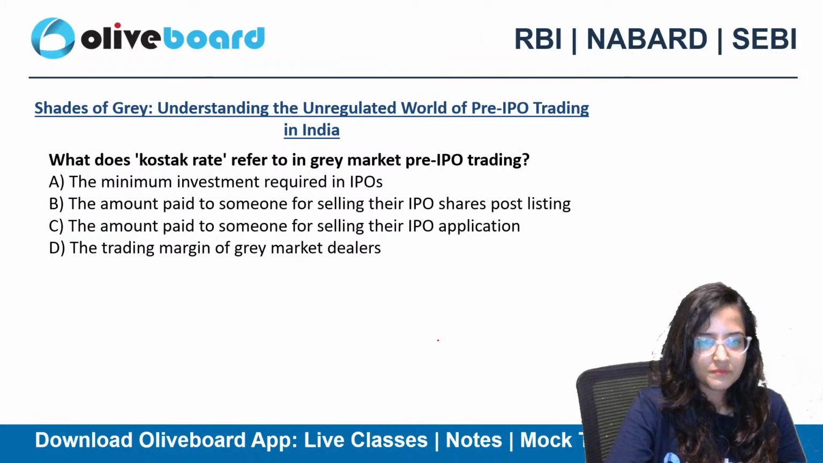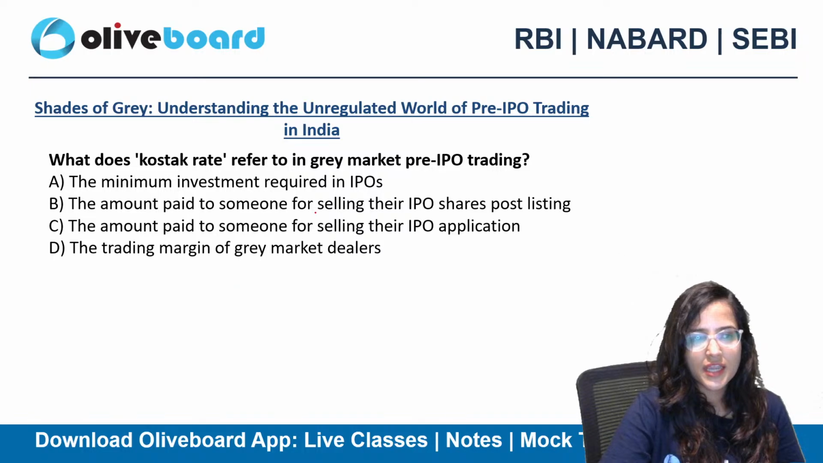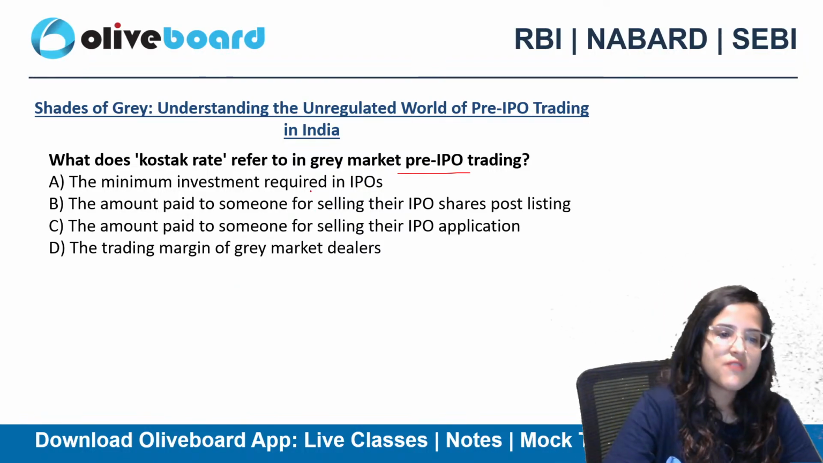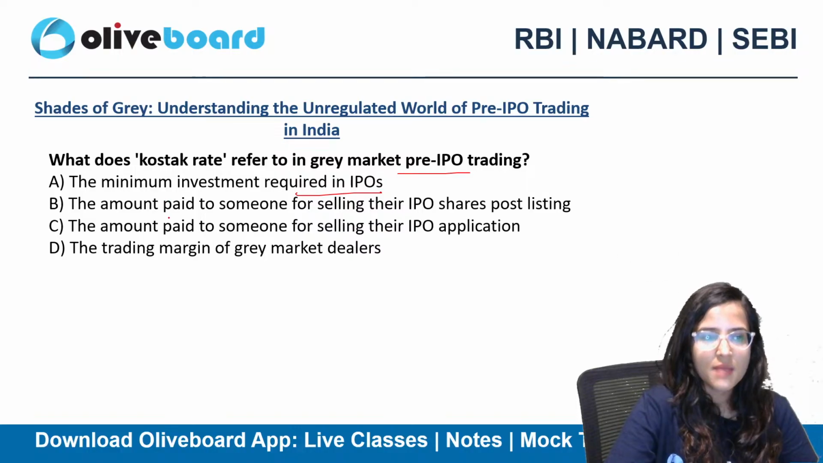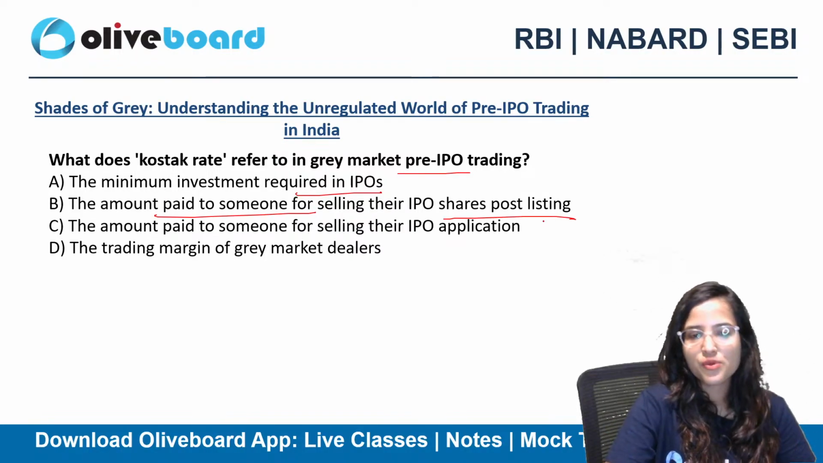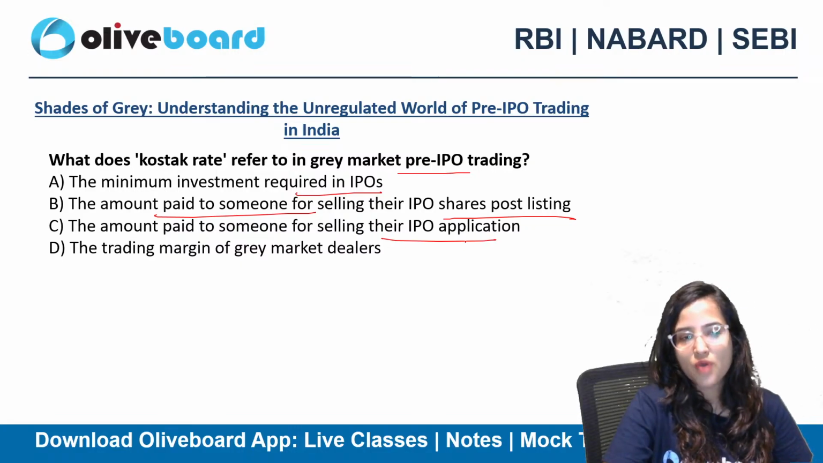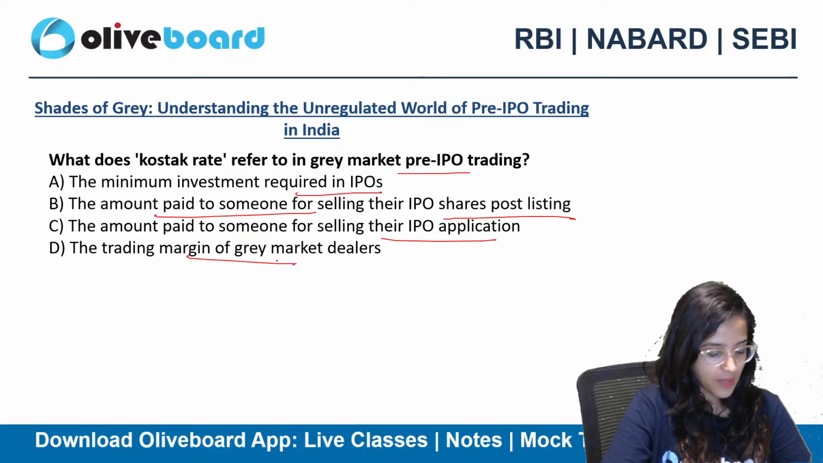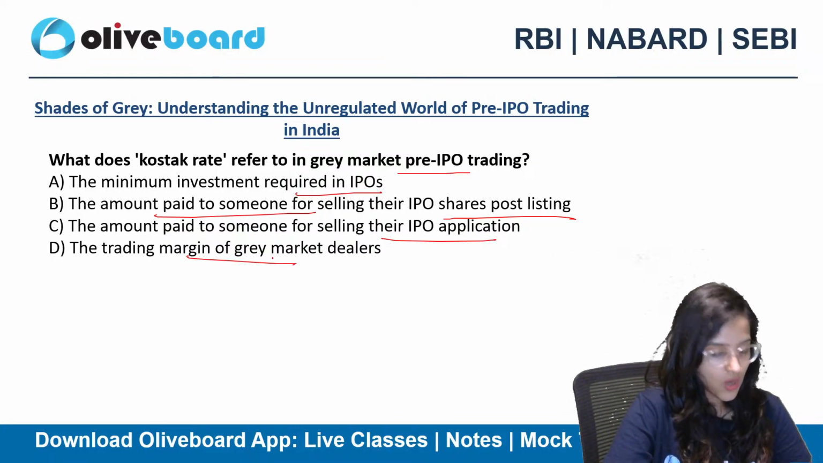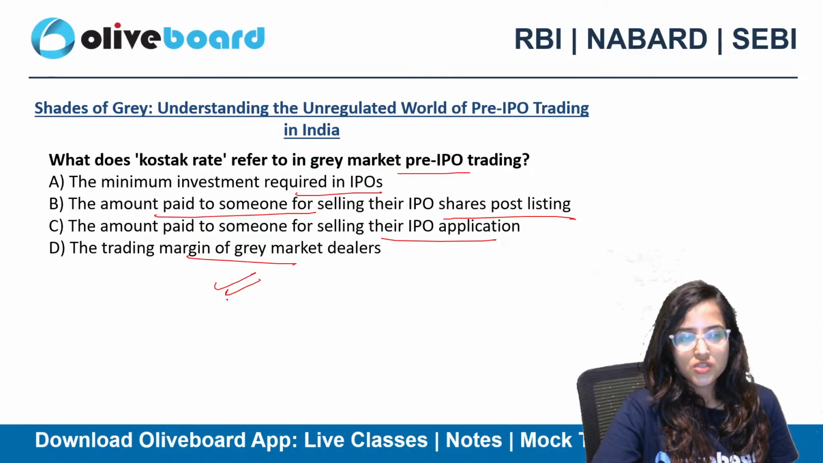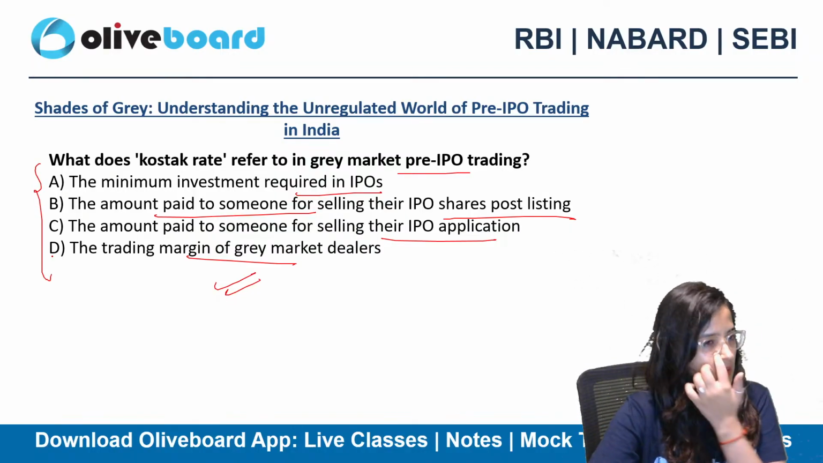Okay. So what does cost the rate refer to in grey market pre-IPO trading? The minimum investment required in IPOs, the amount paid to someone for selling their IPO shares post-listing, the amount paid to someone for selling their IPO application, or the trading margin of grey market dealers. What is the answer? Yes, Chetan, exactly. So what is the answer to this question?